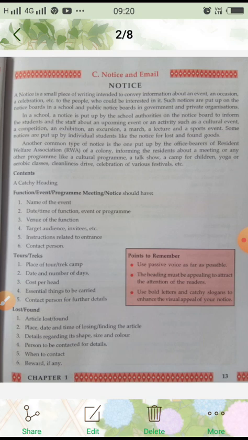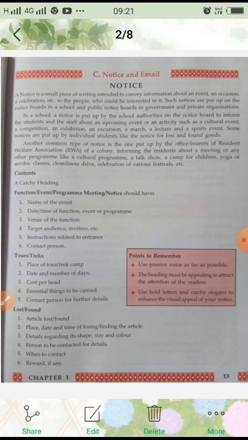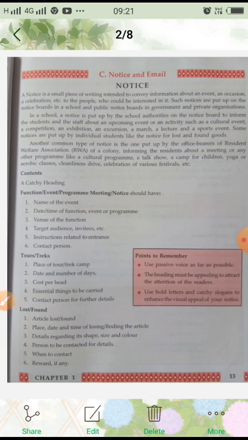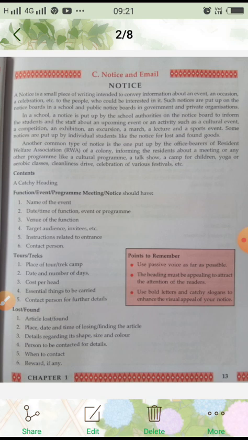A notice is a small piece of writing intended to convey information about an event, occasion or a celebration. So what is this? A notice is a small piece of writing, that is, notices are always written to the point. We cannot elaborate and we cannot describe in a notice whatever information we have to give in it. There is a word limit to write a notice. An ideal notice is of 50 to 60 words.